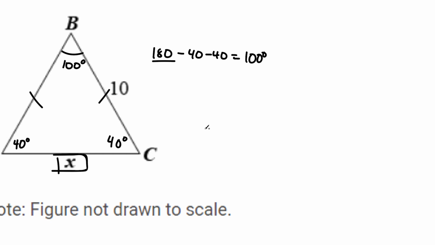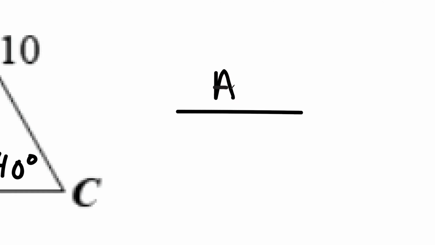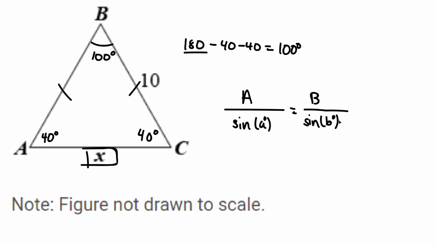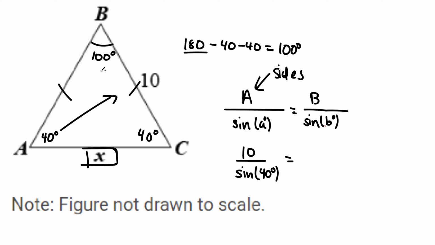So now what we could do is use the law of sines. So this is the law of sines. The capital letters represent the sides. So this is the side opposite of angle A, otherwise known as 10. And then the sine of that angle, which is 40 degrees. And then B, we don't know yet. That's what we're looking for, so we'll just put an X. And then we have the sine of 100 degrees on the bottom.